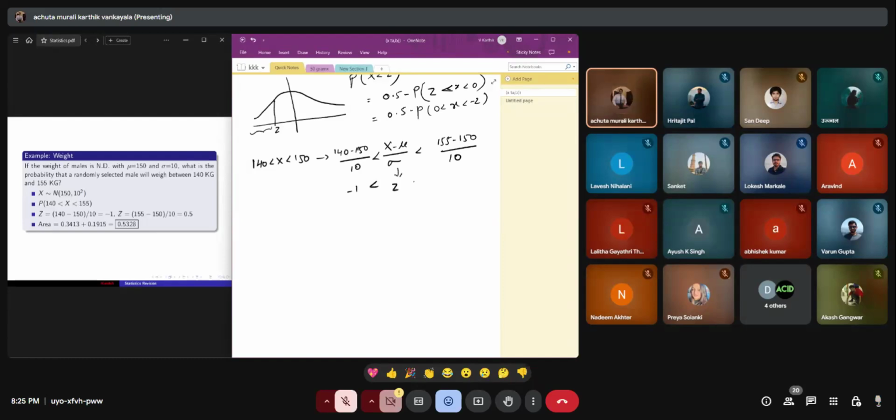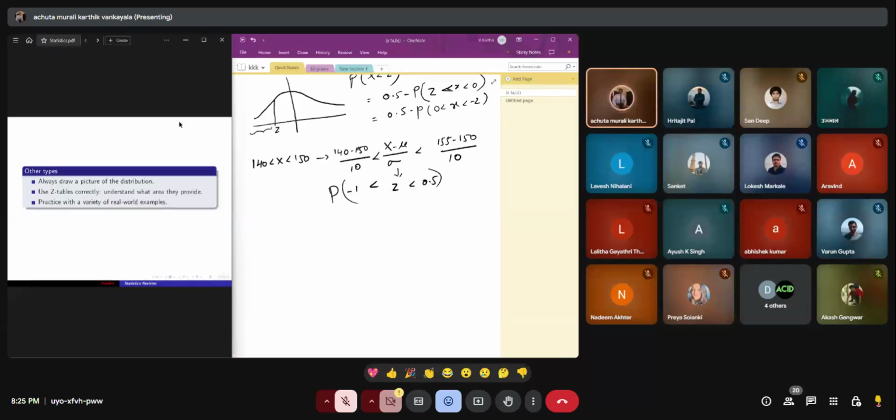So this would be minus 1 less than z less than 0.5, where z is the standard variable. This is what you are looking for from the standard normal table. That comes out to be 0.5328. So this is how you will solve a problem.